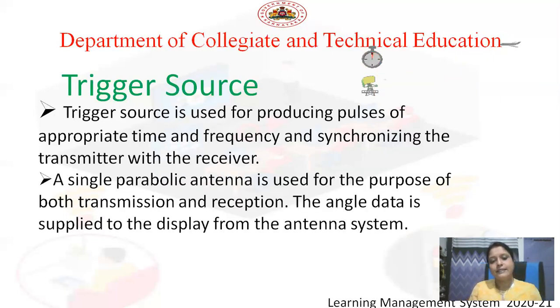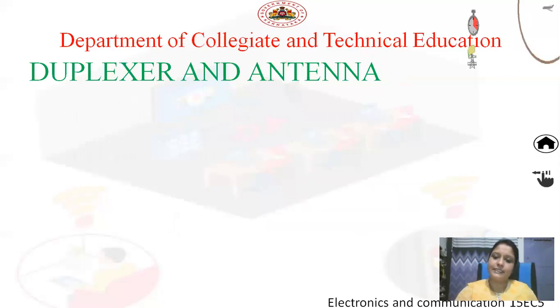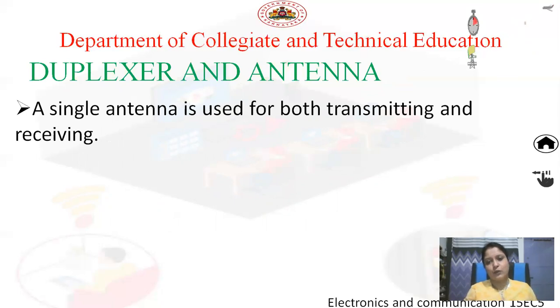Next, a single parabolic antenna is used for both transmission and receiving purposes. The angle data is supplied to the display system here, that is, at what time the ray is radiated and at what time the signal comes back. That information is also given to the display system. Now the duplexer and antenna system. As we have explained, a single antenna is used for both transmission and reception.